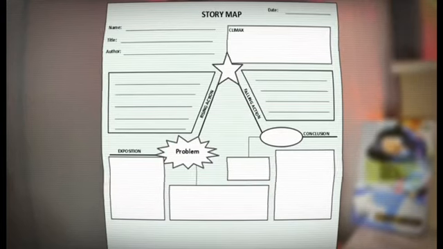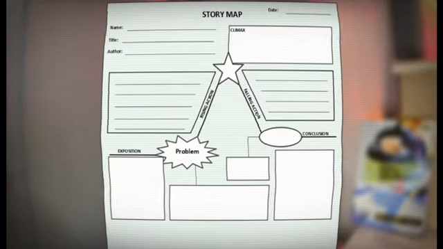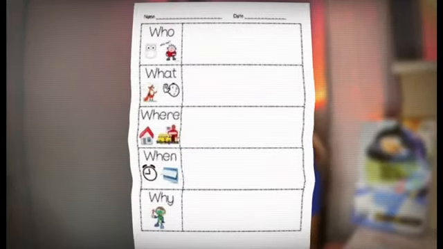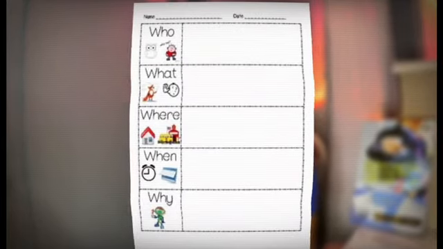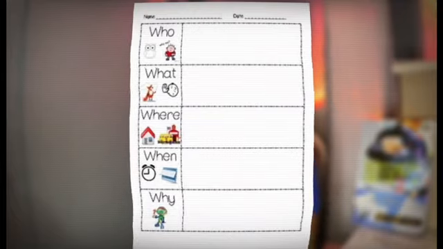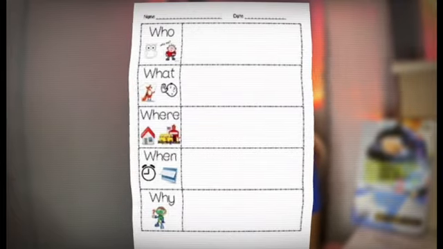The two are similar as they both identify basic concepts, but a story map helps students learn the elements of literature by identifying characters, plot, and setting. It is used during and after reading a text. And a 5Ws chart helps students to visualize asking questions that start with who, what, where, when, and why.